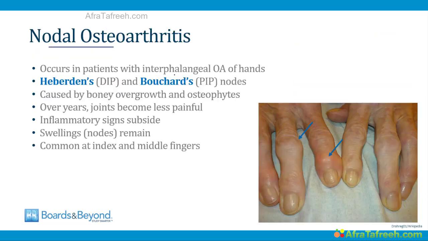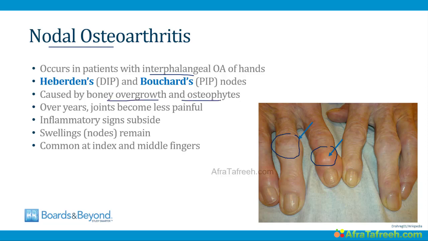Nodal osteoarthritis occurs in patients who have osteoarthritis of the interphalangeal joints of the hands. Patients can develop swelling or nodes in these joints. When the swelling or nodes occur in the distal joints, they're called Heberden's nodes, and when they occur in the proximal joints, they're called Bouchard's nodes.